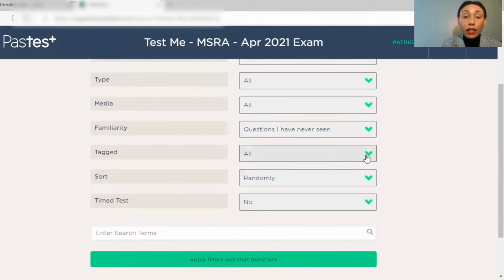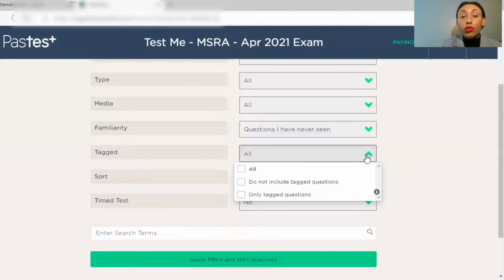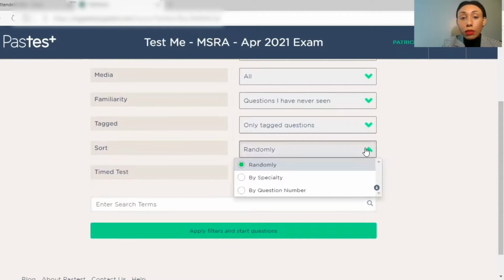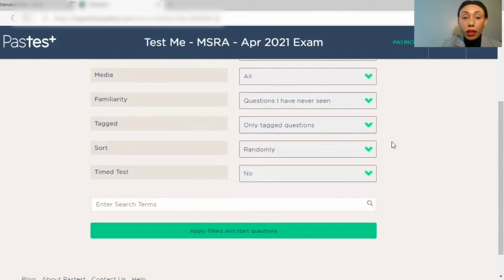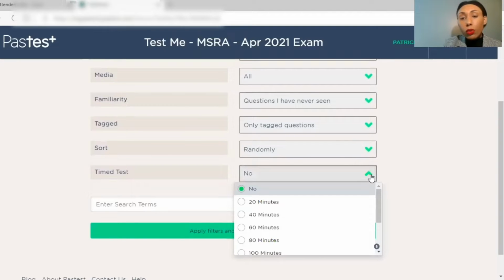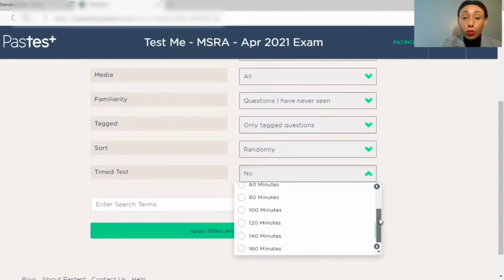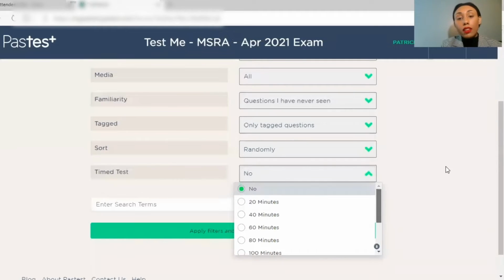You can go through tagged questions, so you can select a question that you want to look at later, and you can sort them randomly if you wanted to, or otherwise, as you can see. And of course, if you really wanted to do a timed test to hone in on your skills and on how well you're going to do under pressure in a certain time, then you can select how long you want the test to last.